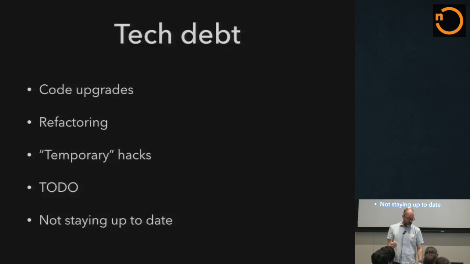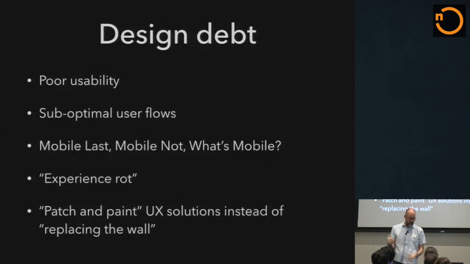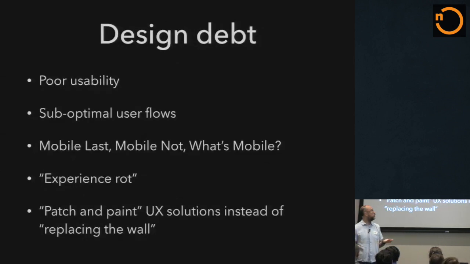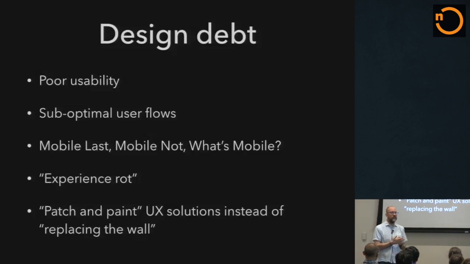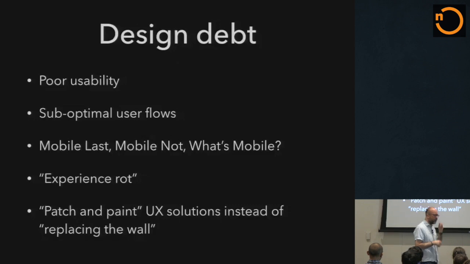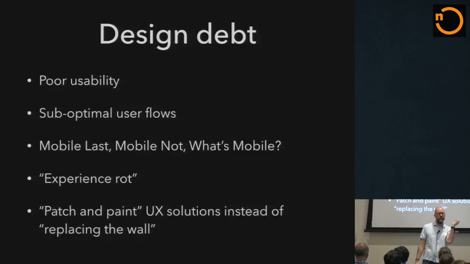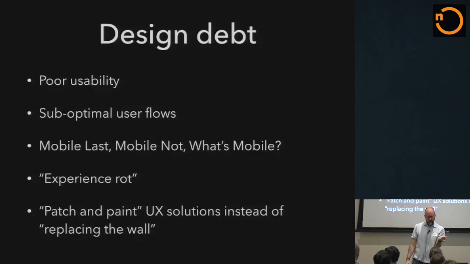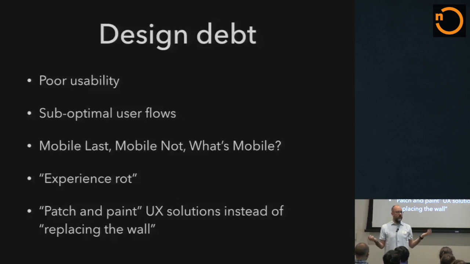On my side of the house, on the UX side, we have the same sort of things. Poor usability, right? We just leave it. Suboptimal user flows. I can show you any number of them in products that I've used where it's just, why are there 47 steps to do something that every other product only takes 3? The mobile problem, right? How many of you get the endless loops? And it's like, there's just not a lot of thinking about that.